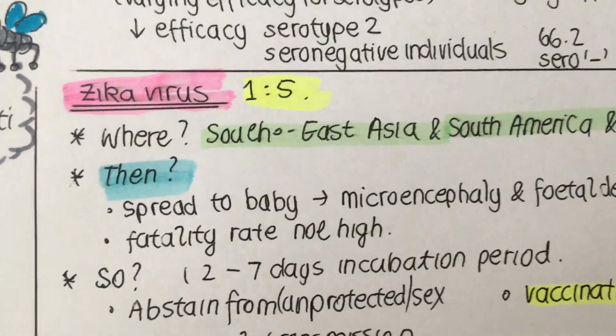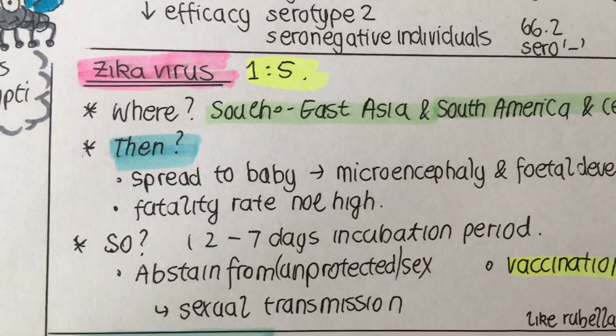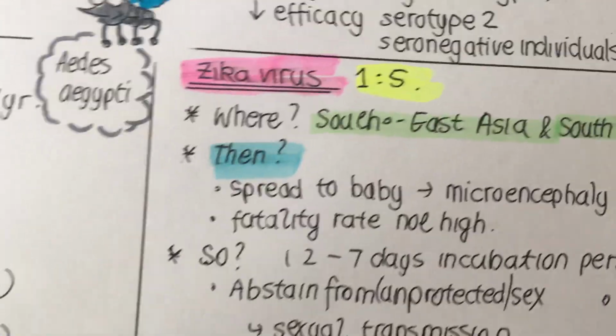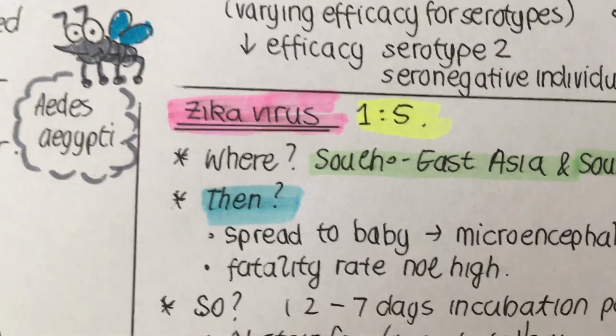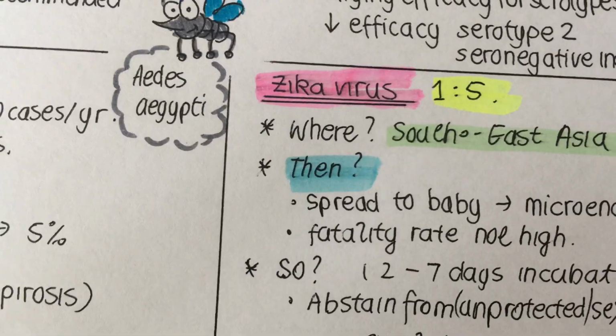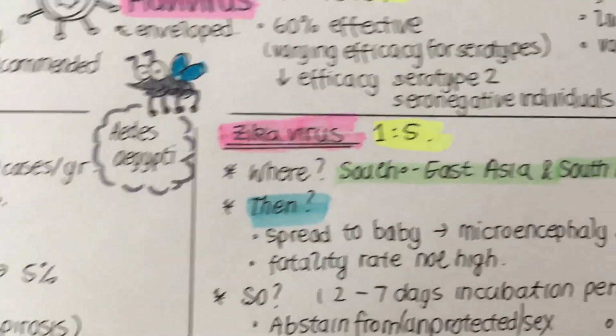But even though it is not as fatal, it's important to get vaccinated against this, especially for women who are planning to get pregnant, etc. Because when this spreads to the baby, it can cause many developmental problems such as microcephaly, and you should also get vaccinated so you can't spread it to other pregnant women.